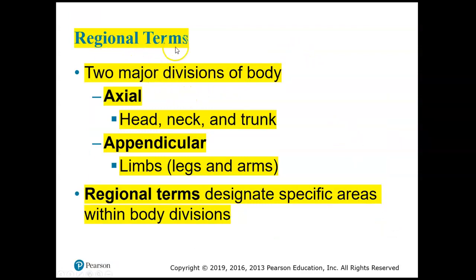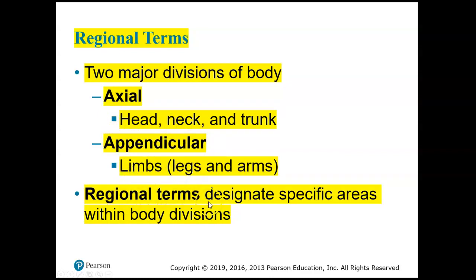All right, regional terms. There are two major body divisions: the axial and the appendicular. And we also use this to refer to the skeleton, the axial skeleton and the appendicular skeleton. The axial refers to the head, neck, and trunk. And the appendicular refers to the limbs, your legs and arms.